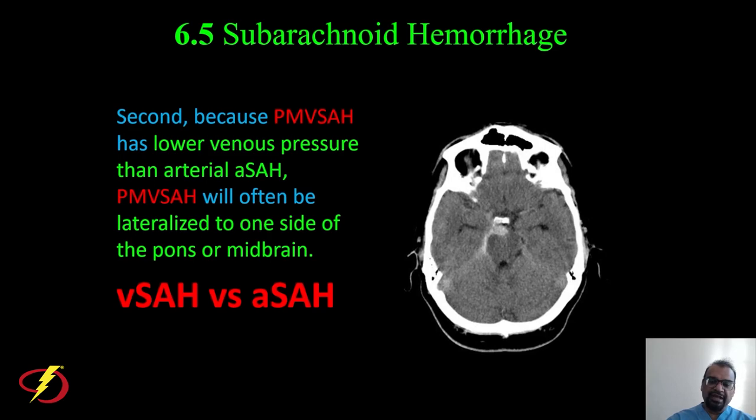Another clue is veins have less pressure than arteries. So if this is a venous hemorrhage, the distribution of this bleeding is not as diffuse as an aneurysmal subarachnoid hemorrhage.